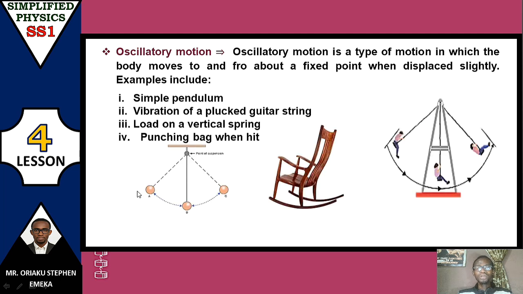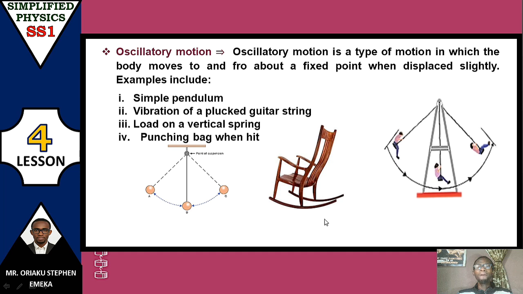So you can see the various examples. This is a workout chair. When you sit on this chair, it goes back and forth. And this is the swing for children that they use in nursery and primary schools. These are examples of oscillatory motion.